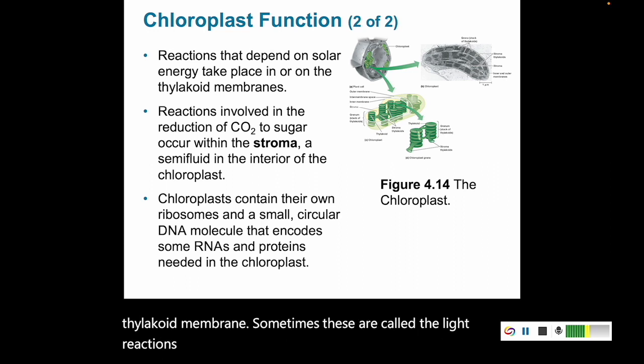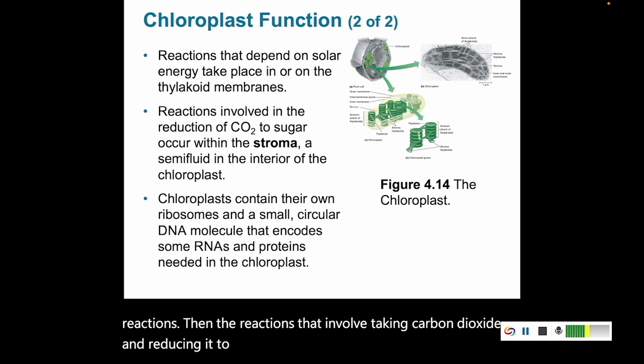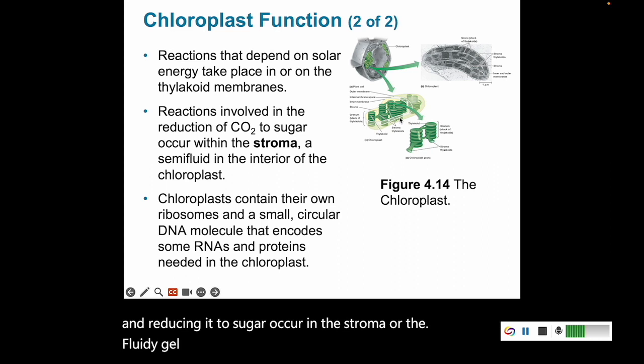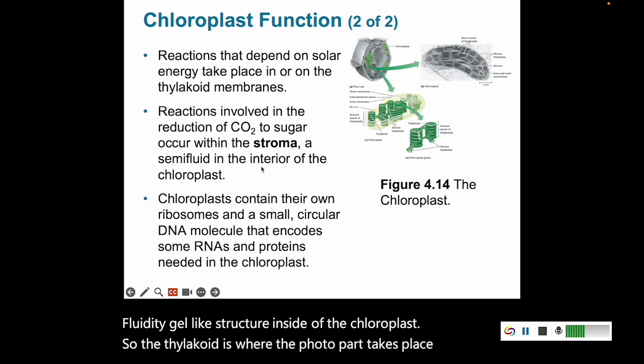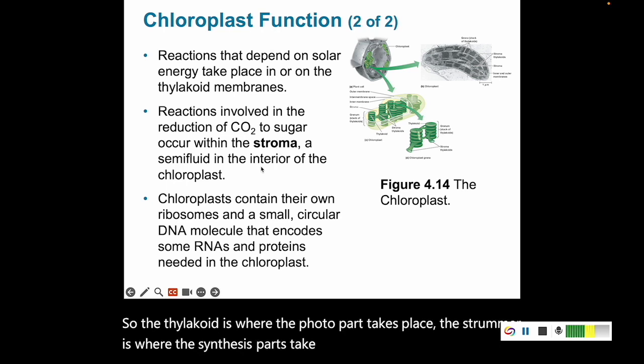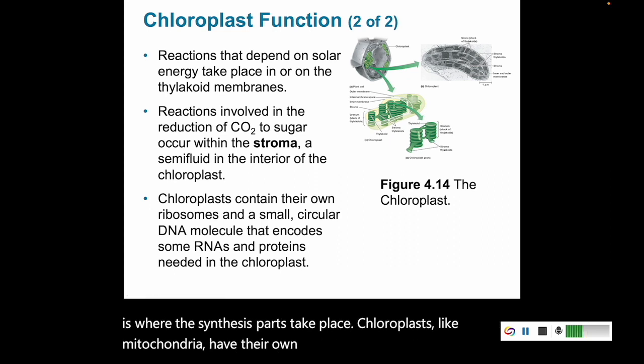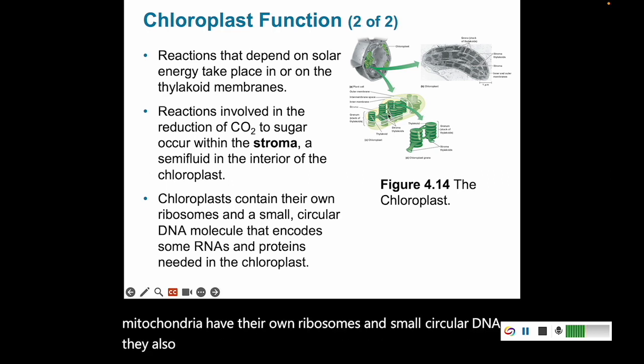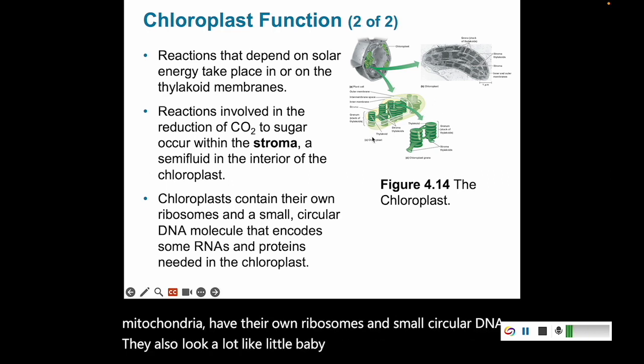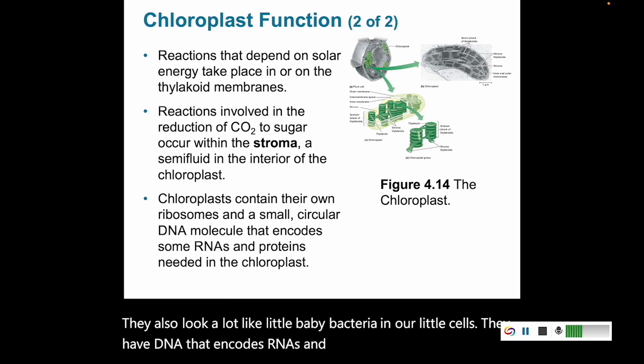Then the reactions that involve taking carbon dioxide and reducing it to sugar occur in the stroma, or the fluidy gel-like structure inside of the chloroplast. So the thylakoid is where the photo part takes place. The stroma is where the synthesis parts take place. Chloroplasts, like mitochondria, have their own ribosomes and small circular DNA. They also look a lot like little baby bacteria in our little cells. They have DNA that encodes RNAs and proteins that are needed for the chloroplast.